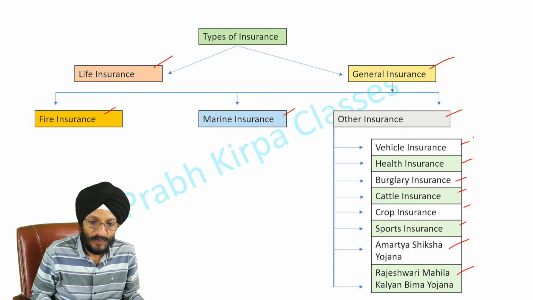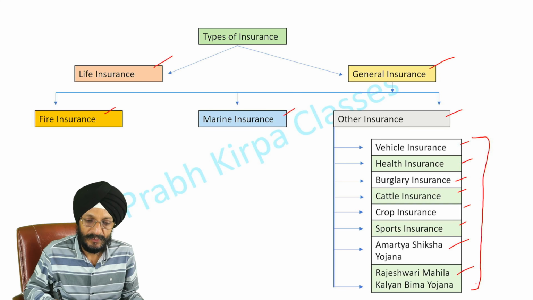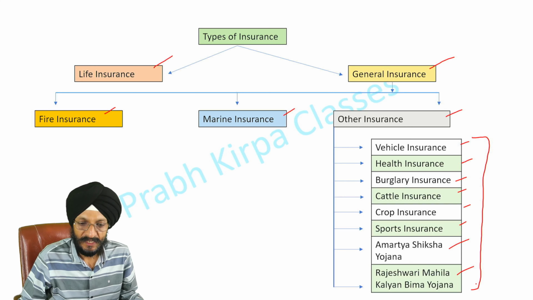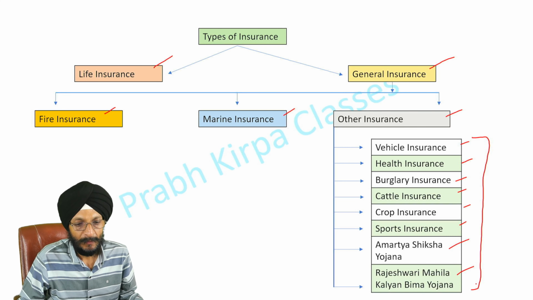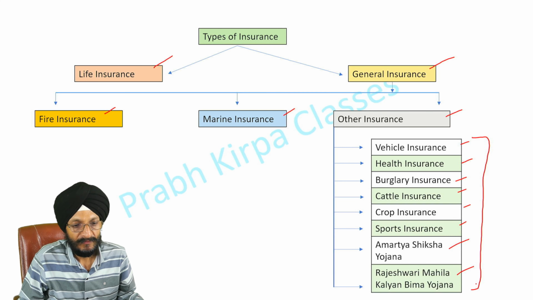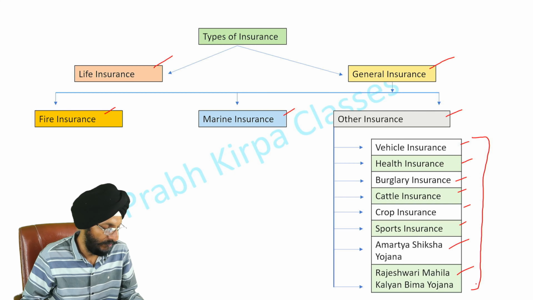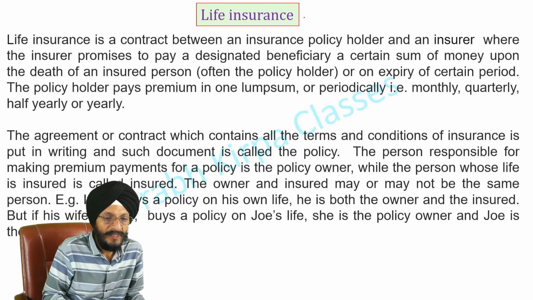This list of other insurance is only for illustration. There are many other insurances like shopkeeper insurance, householder insurance, electronic equipment insurance, professional indemnity insurance. The list is very large one. This is only for illustration purpose. Now we will discuss life insurance.